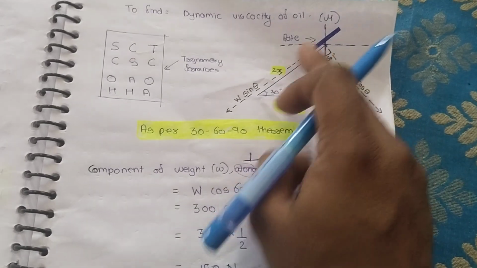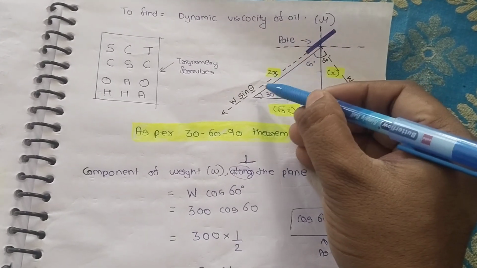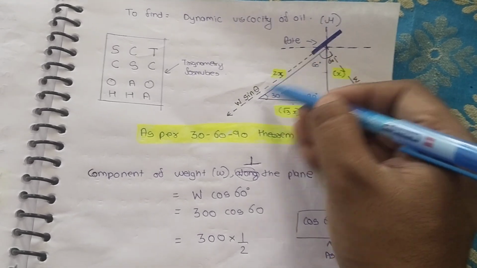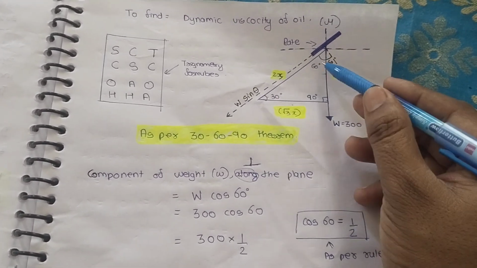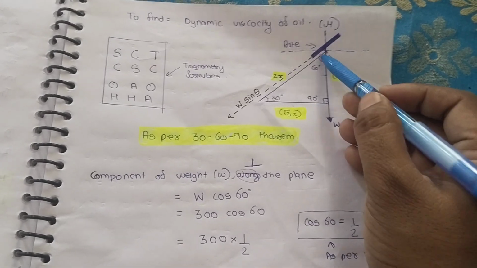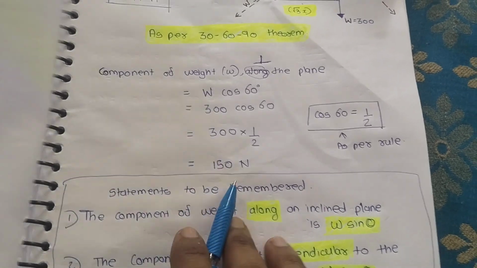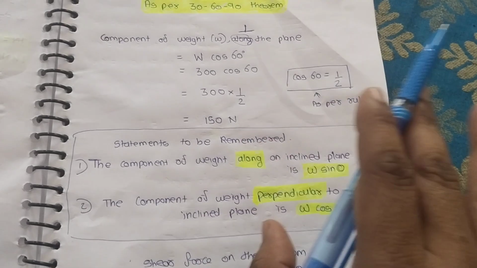And if we want to take the component along the slope, along the plane, then W sin theta will come. But here we have taken the component perpendicular to the plane, so 150 Newton is the answer.